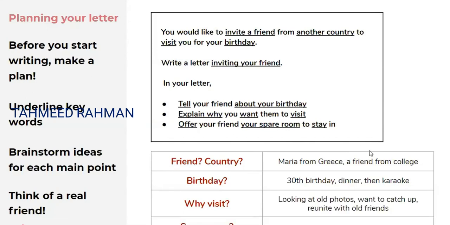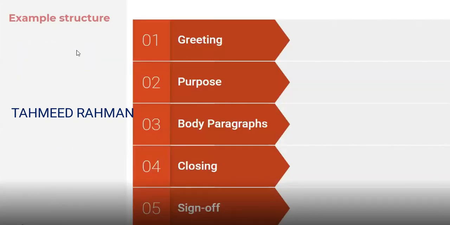And why visit? You have decided that your friend needs to visit you because you are going through old photos and you want your old friends to catch up with you, to reunite and share their life stories, what has happened in the last few years. And then how you want to arrange his or her stay. Maybe you can pick them up from the airport, or maybe you can provide a guest room in your house. So planning is very important. If you do not plan, there's a high chance that you will not be able to write well.